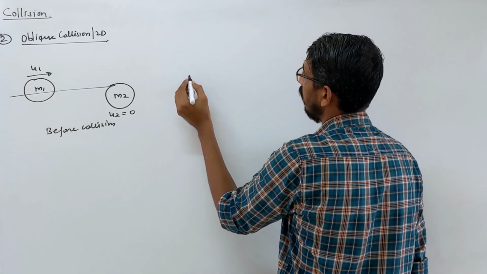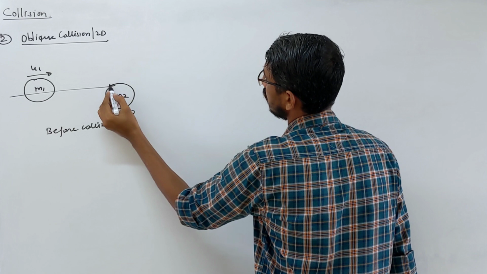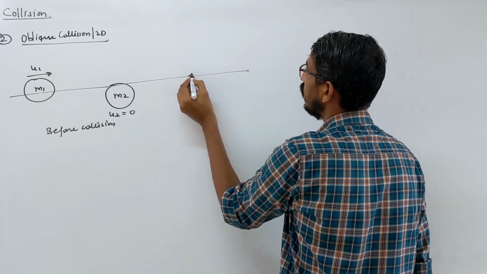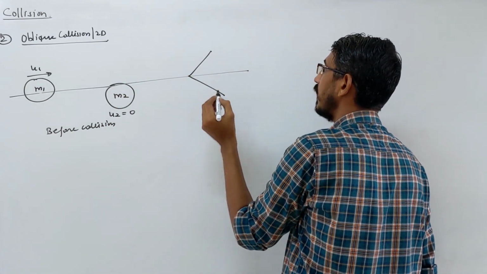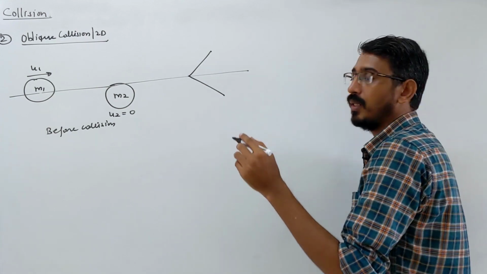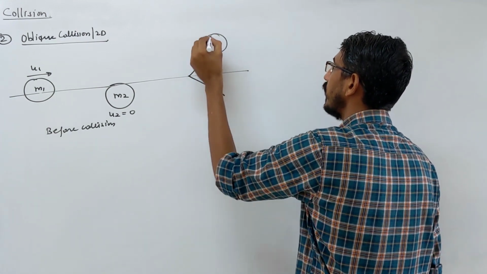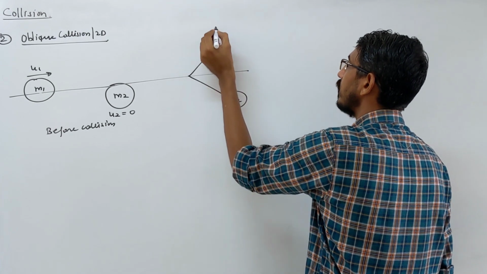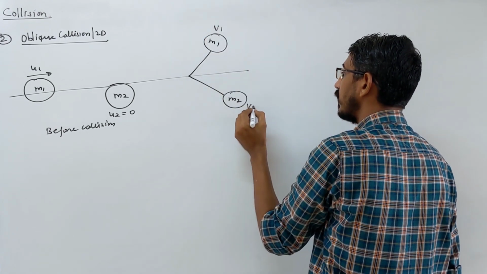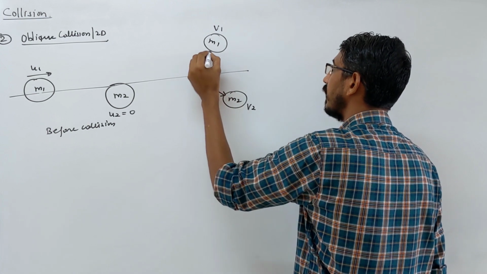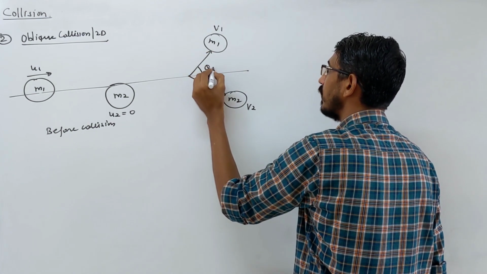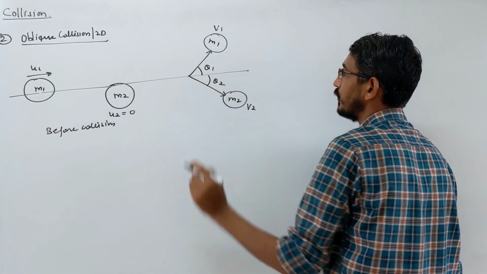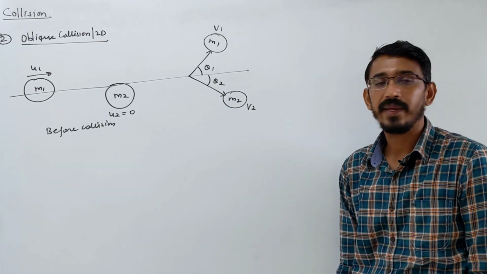After collision they will move, this was a straight line, let's say. They move not in a straight line but at different angles. One ball is moving here, mass m1, and one ball is moving with m2. Let's say the velocity of this ball is v1 and this velocity is v2. They are moving that way. This angle let's call theta 1, and this angle theta 2. These are the angles.